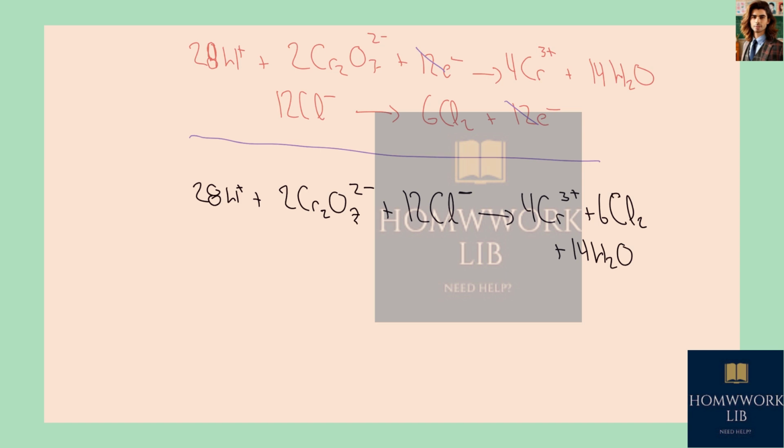You can just verify that the number of atoms balances out, and also the charges, because over here the charges are a little bit harder to see. In this case we have 28 positive plus 2 negative plus 12 negative. Sorry, here it's 4 negative because we have 2 of dichromate ion. So we have an overall of 12 positive on the left hand side, and on the right hand side as well we have 12 positive. So everything matches up correctly, and we're done with the problem.